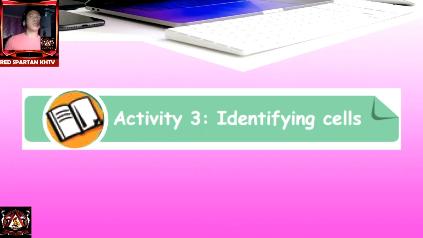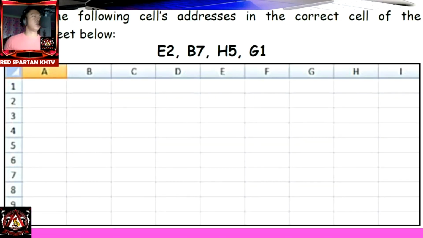Next is the third activity. The third paperwork that we're going to do is to identify the cell. Here, write the following cell addresses in the correct cell of the spreadsheet below. So E2, where is E2? E and then 2. So you write your answer here, E2. Next is B7, okay, H5, and so on.